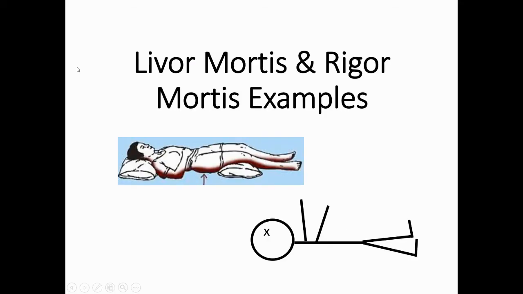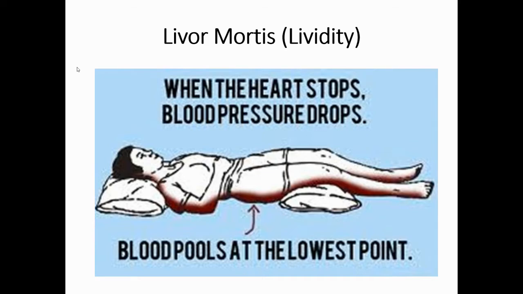Hey there, folks. I'm going to walk you through some examples of making calculations using Livor Mortis and Rigor Mortis, and this is going to help you with the lab that you need to do. Okay. So remember, Livor Mortis, also called lividity, means the blue color of death, and once a person dies, blood starts to pool or sink to the lowest points in the body.